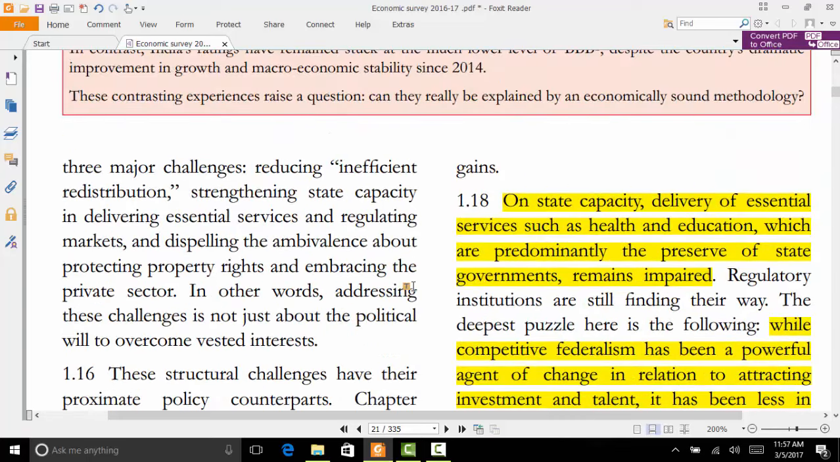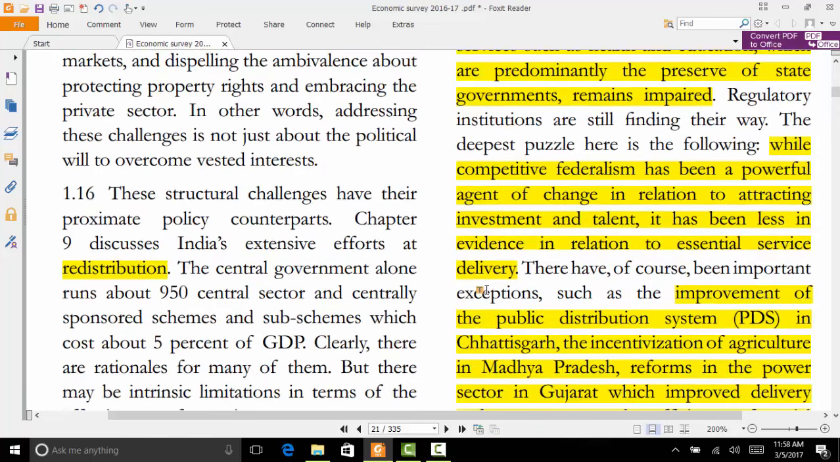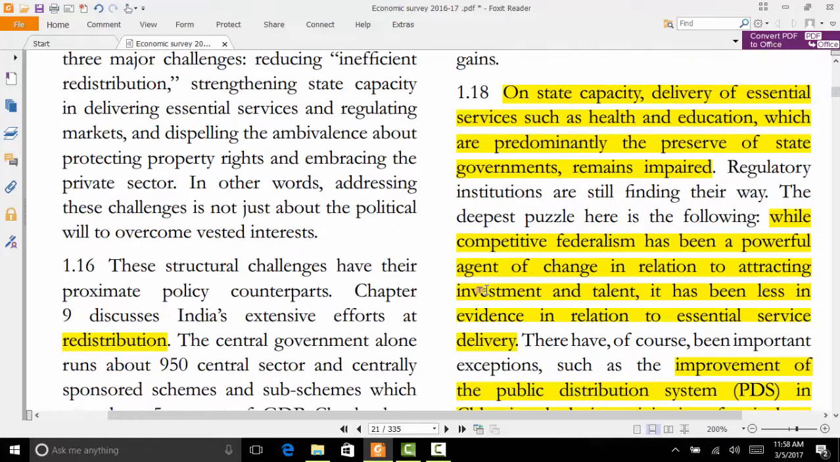Come to 1.1718 on state capacity. Because in the first page itself we discussed poor state capacity, right? They discussed state capacity in terms of, say, attracting investment, and later they discussed competitive federalism. What is state capacity? What do you understand by state capacity?